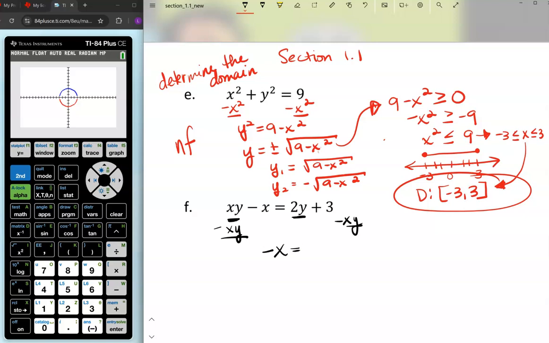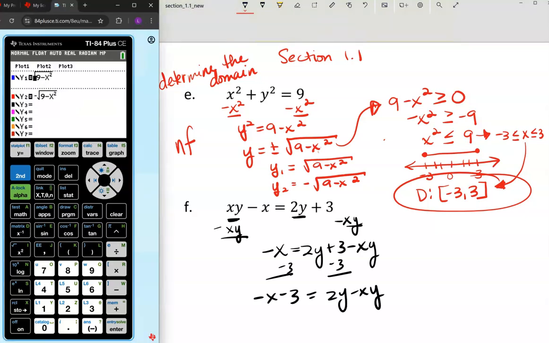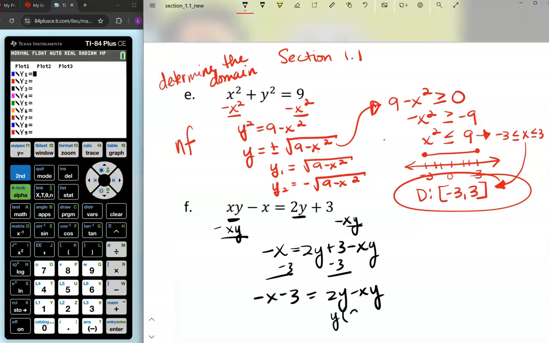So I have negative x equals 2y plus 3 minus xy. And, oops, I'm going to move the 3, minus, over to the other side of the equation. And negative x minus 3 is equal to 2y minus xy. Now, what I'm doing is I'm trying to build a function that I can graph over here at the calculator. So to graph it on my calculator, y has to be by itself. So I'm going to factor a y out.